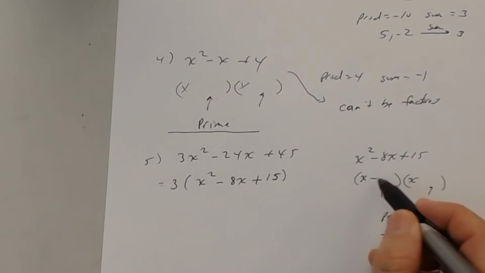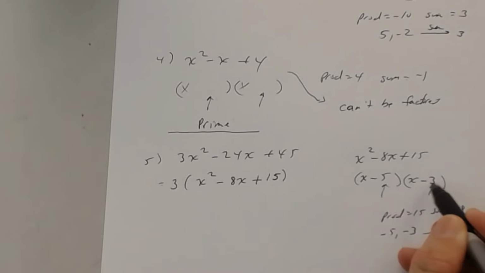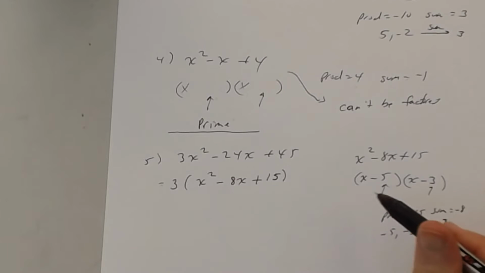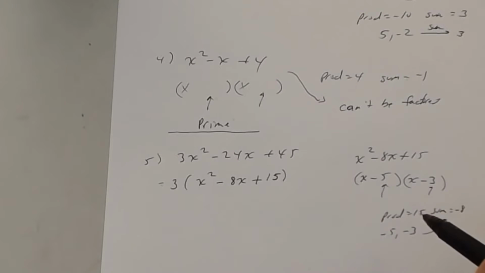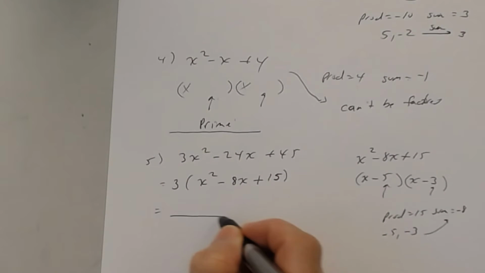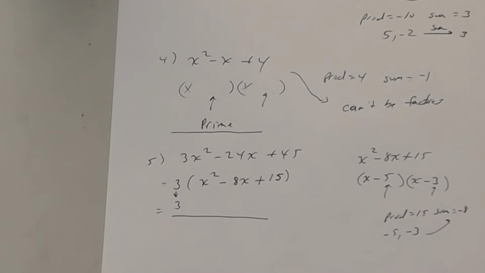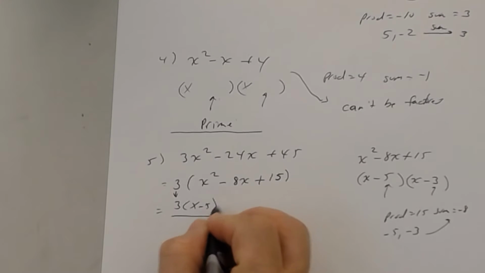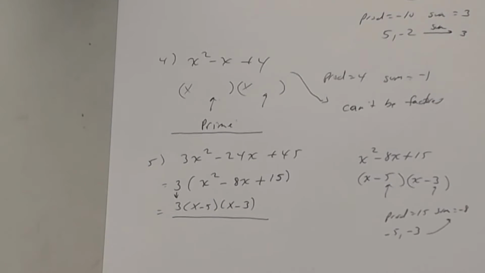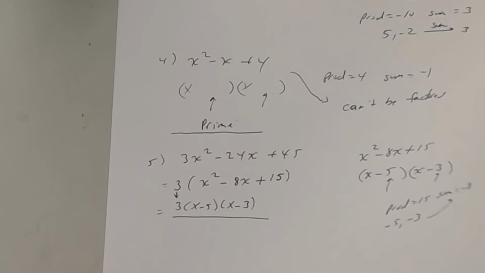So there's going to be x minus 5 times x minus 3. Again, it didn't matter if you put x minus 3 first. It does not matter. But what are you going to put as the answer? 3. Don't forget the GCF. You've got to bring it down. It's got to be part of the answer. 3 times what? X minus 5 and x minus 3. All right, so that's number 5. Okay.